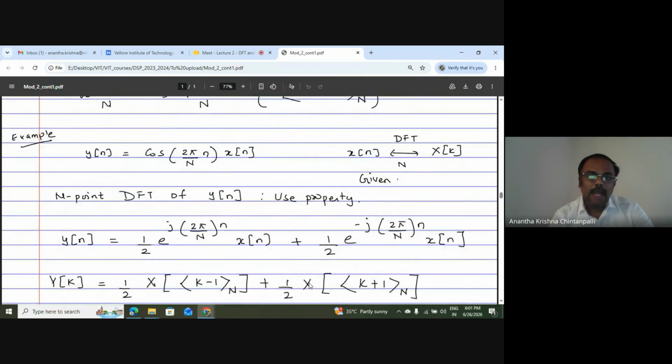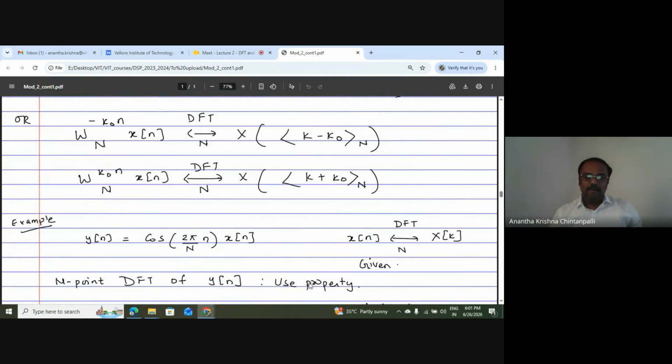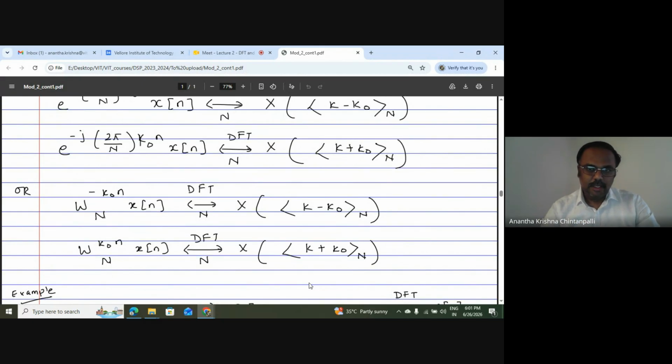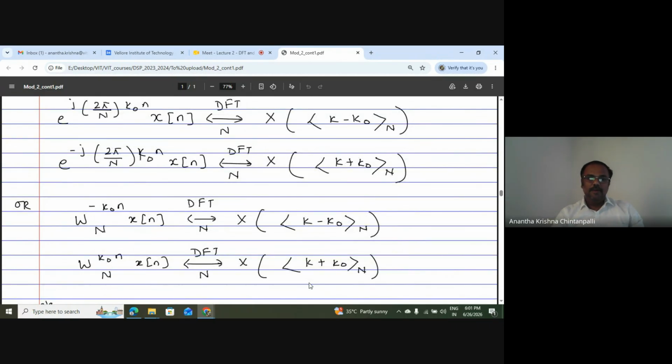Now, I'm going to go through some examples to make sure that you have understood how to apply the circular frequency shifting. Okay, all right. So just for a second, I'm going to show you this so that you can have a look at what I am talking about, just to get an idea about how the circular frequency shifting works.